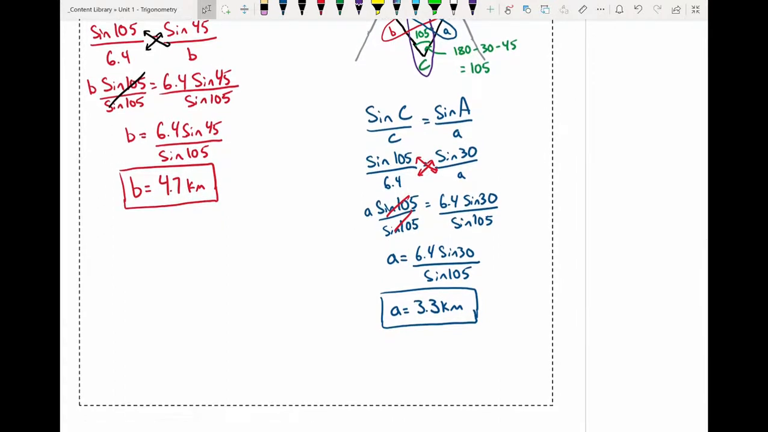So those are your two lengths, so you can do a therefore statement. So therefore, the two mine shafts are 4.7 kilometers and 3.3.